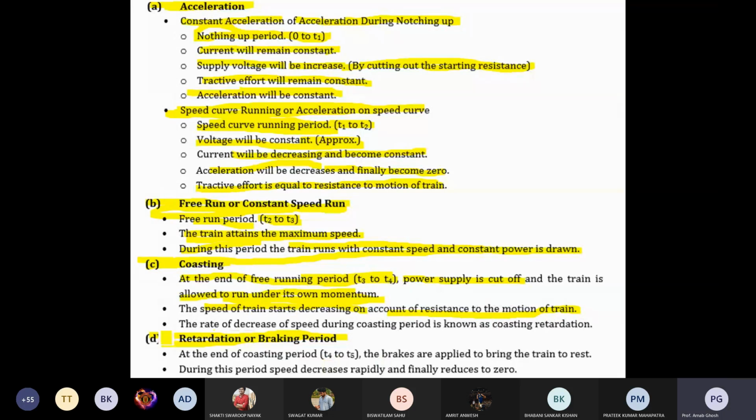After that, the retardation of the braking period. Okay, in braking period, at the end of the coasting period, that is T4 to T5. Okay, the brakes are applied to bring the train to rest. During this period, the speed decreases rapidly and finally reduces to zero. Okay, so after that, it goes to zero. How much values are there? So after that, speed is going to be zero.